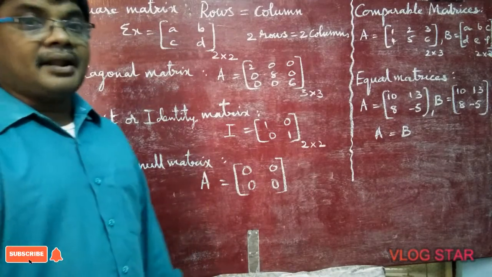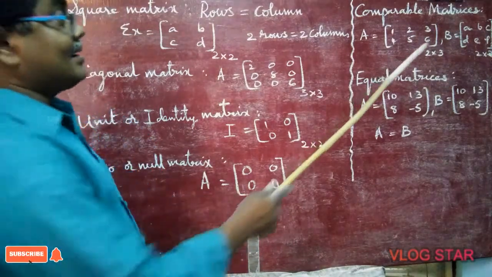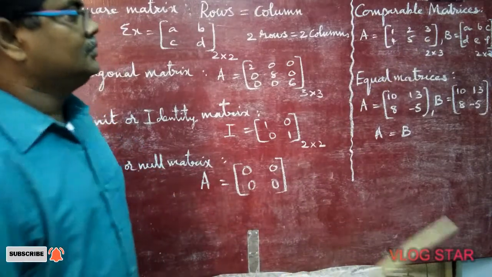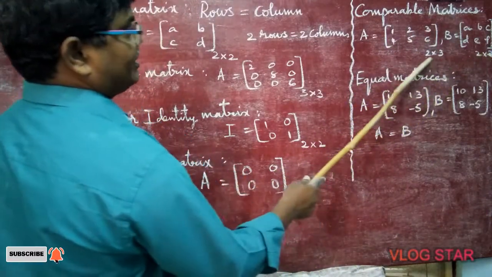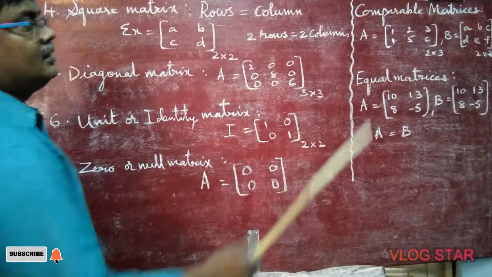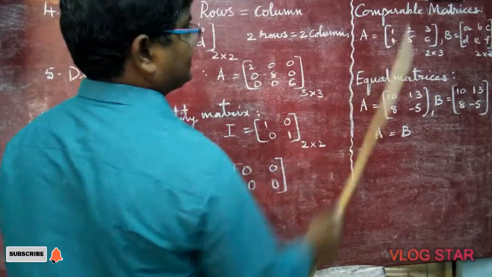Don't play any trick in matrix. Here, matrices means we are comparing two. The first matrix is 2 by 3, the second one is also 2 by 3. When the orders are same, then we will call them comparable matrices.